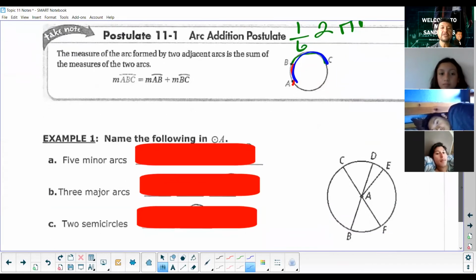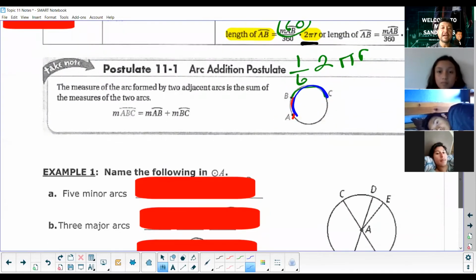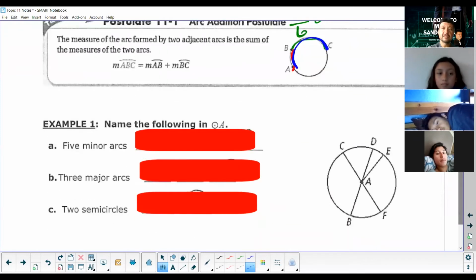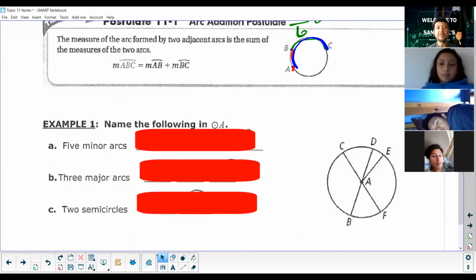Now, off this diagram right here, let's name 5 minor arcs. Celeste, let's start with you. Give me a minor arc. A minor arc is... No, right here. Give me a minor arc on the circle.